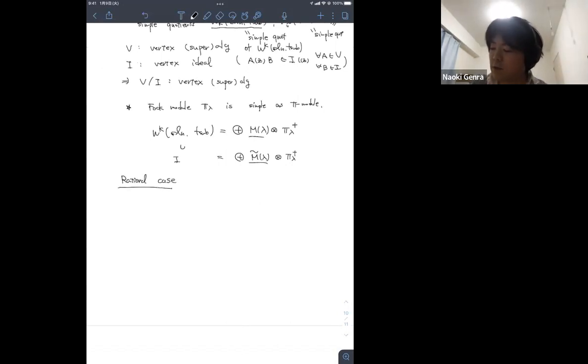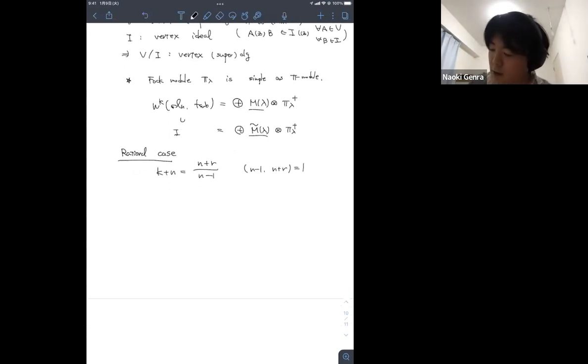So the rational case means that we consider k plus n equal n minus one, n plus r, n minus r, n plus r equal one. In this case, we consider the commutant of pi plus, W_k(sl_n, f_sub), in L_epsilon. This is isomorphic to the commutant of pi minus in W_l(sl_n, 1).